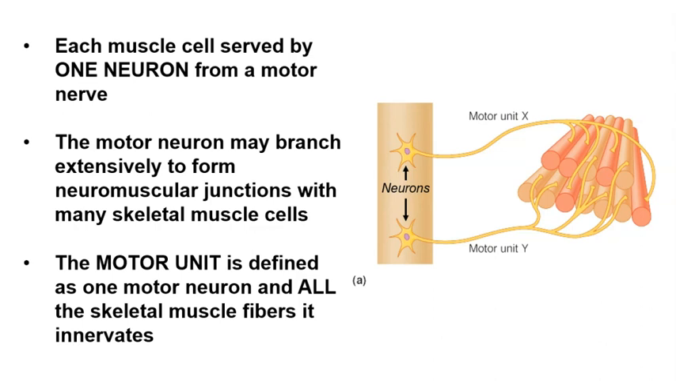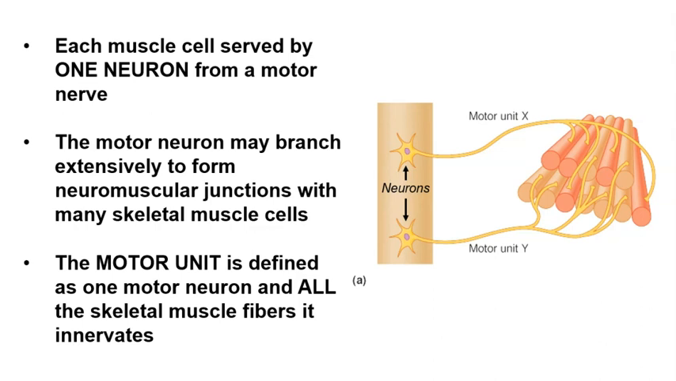In this example diagram on the right, we have two relatively small motor units being served by two different neurons. Motor unit X is the motor neuron and the muscle cells that are colored in red that motor neuron controls. In this diagram, there are 5 cells that motor unit X will control. And motor unit Y is the motor neuron and all of the skeletal muscle cells that are colored in tan that it controls. In motor unit Y, there are 7 skeletal muscle cells.